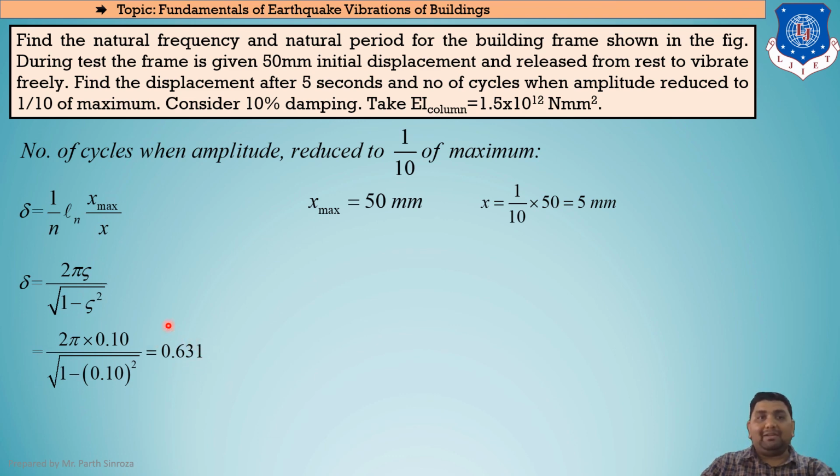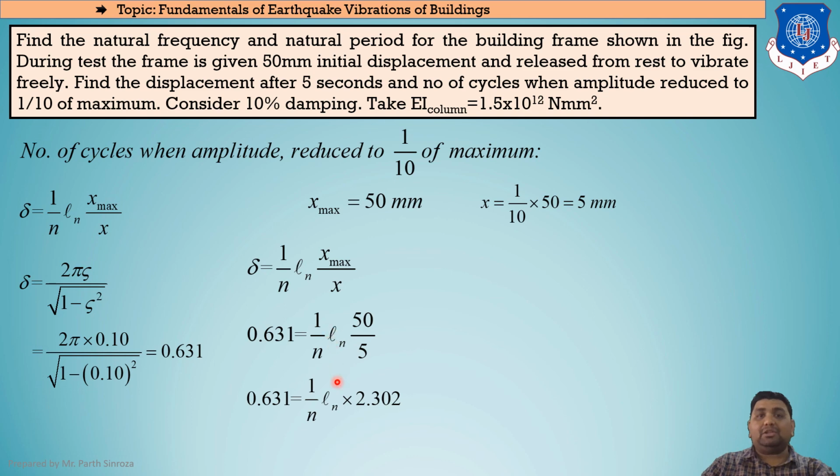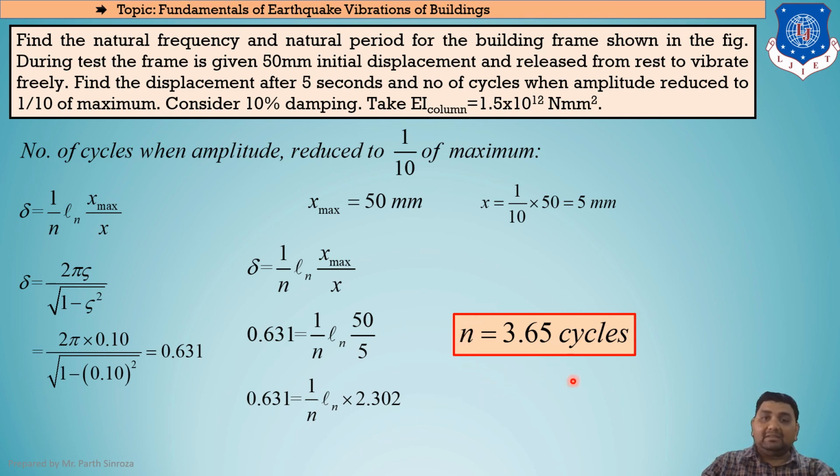Now substituting the value of delta here, along with x max and x, we will find the value of n. So here the value of n comes out to be 3.65 cycles. Clear? Solving everything, we are getting the answer that n is equal to 3.65 cycles. So after 3.65 cycles, the amplitude will be 1/10th of the maximum amplitude, as asked in the question. Clear? So this was your second question.